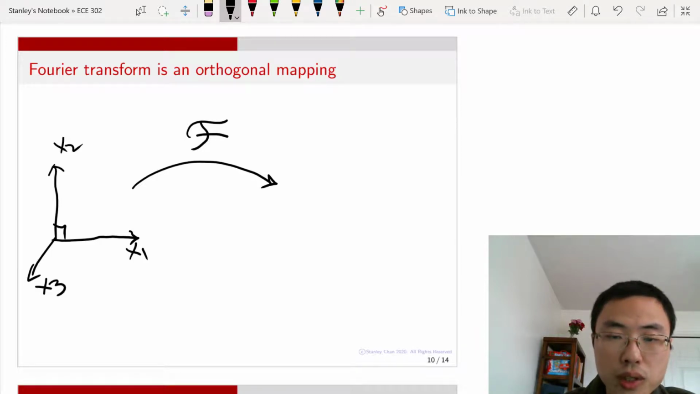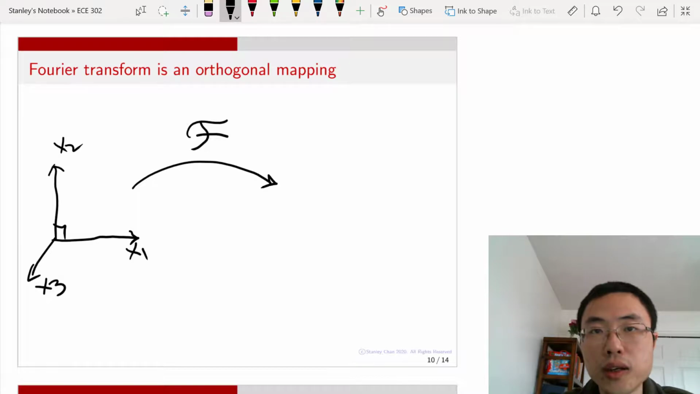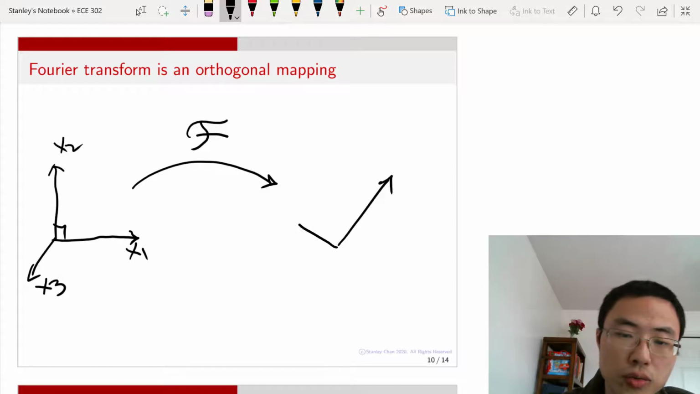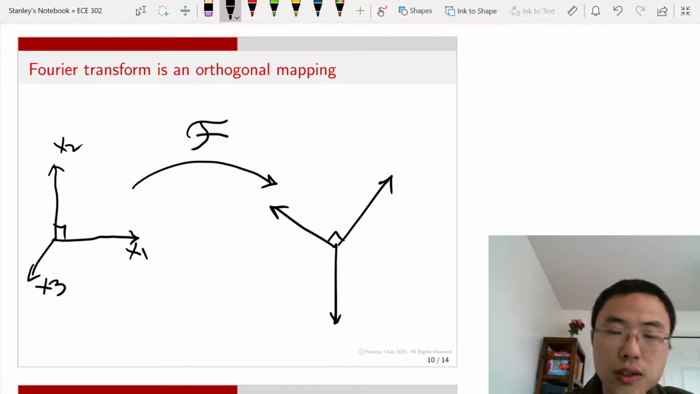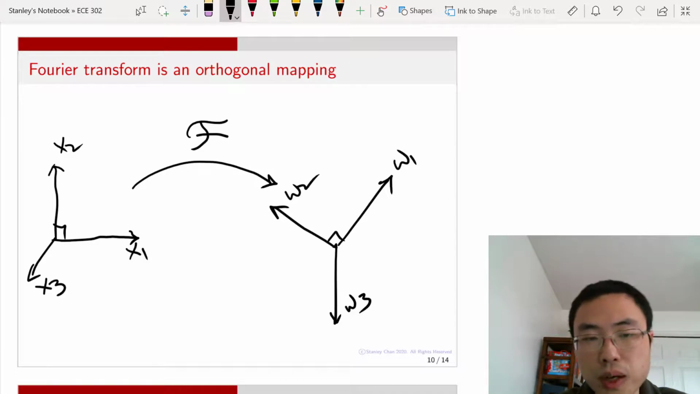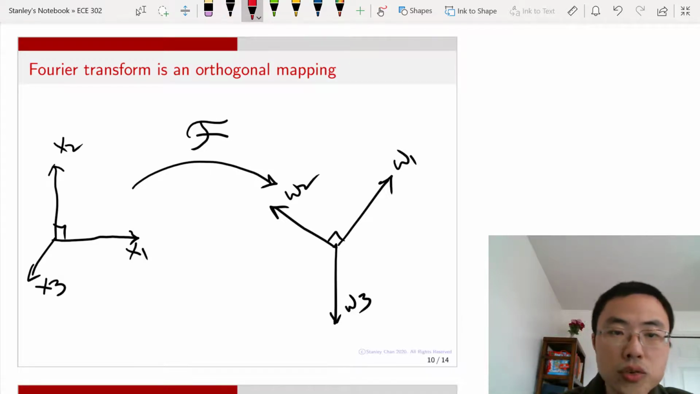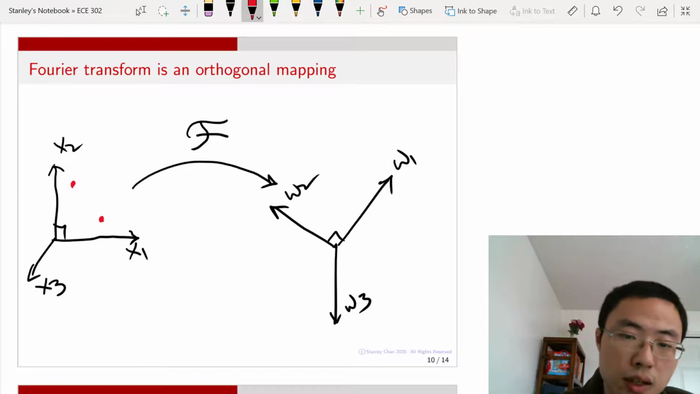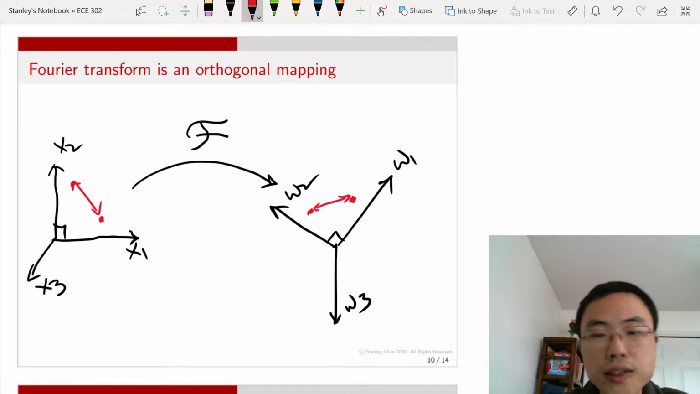that if you apply the Fourier transform, you are not going to destroy this orthogonality structure. What you will have is this property. Certainly this is omega 1, omega 2, and omega 3. What is so important is that any pair of points in the original space is preserved in the new space. That is an extremely important property of the Fourier transform.